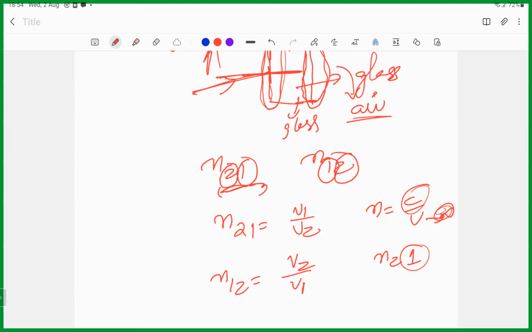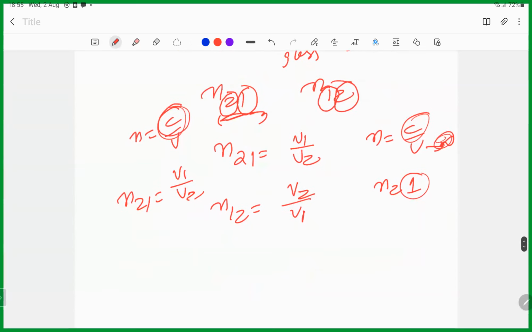So in that case, n is defined as c by v, right? What is the medium 2 velocity? Because n21 equals v1 by v2, right? So what is v1 here?